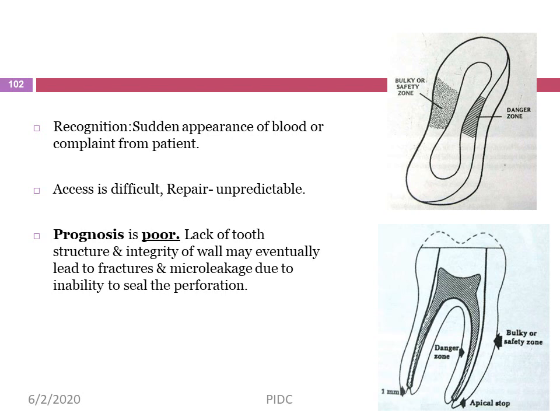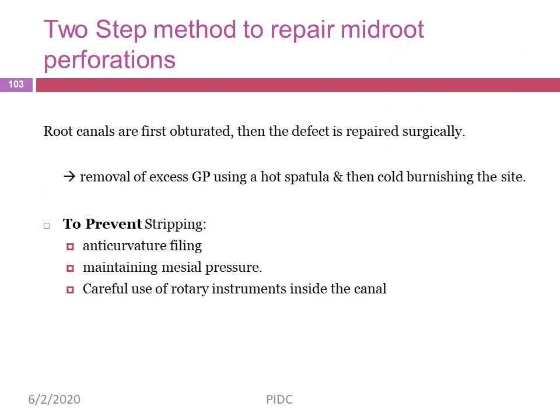So how do you know that you have perforated? While you are doing your instrumentation, suddenly your pulp chamber will be flooded with blood. Then you will know that you have caused a perforation in the mid root. To prevent that, you have to perform your anti-curvature filing. Since the access is difficult, the repair is also difficult, and the prognosis is poor. So you have to head over to the surgical repair. To prevent stripping, like I said, you have to do your anti-curvature filing.